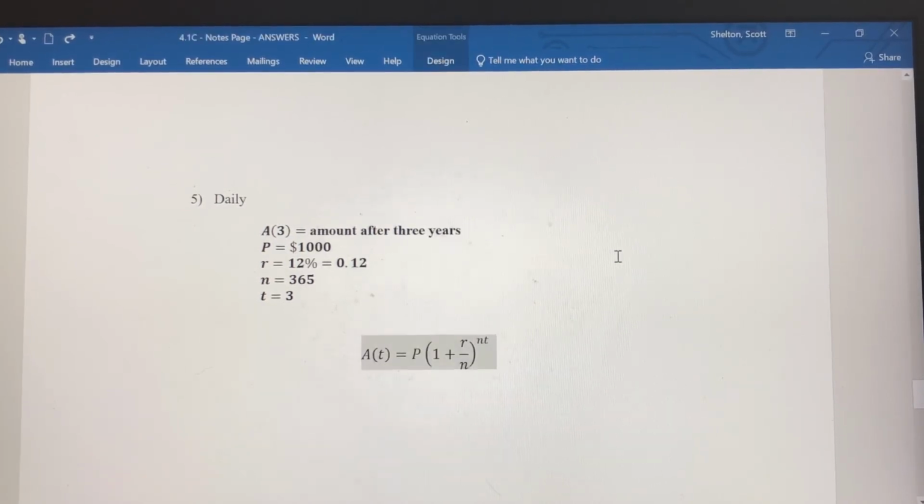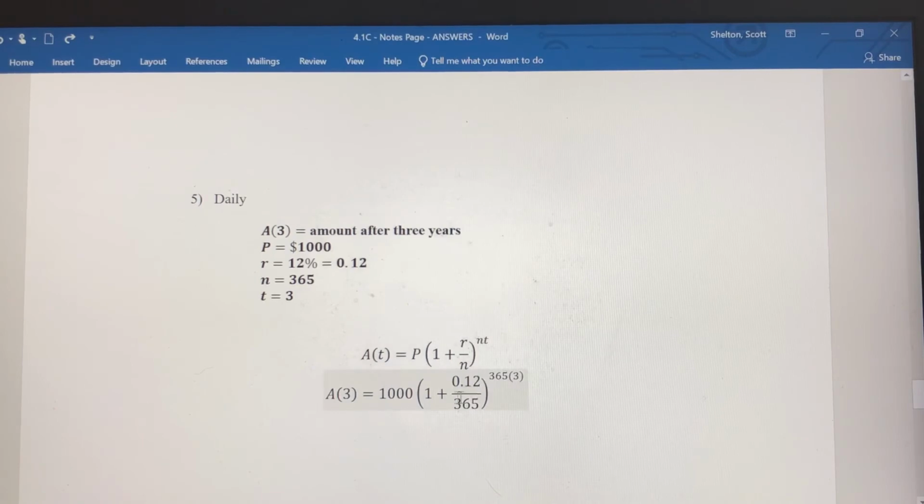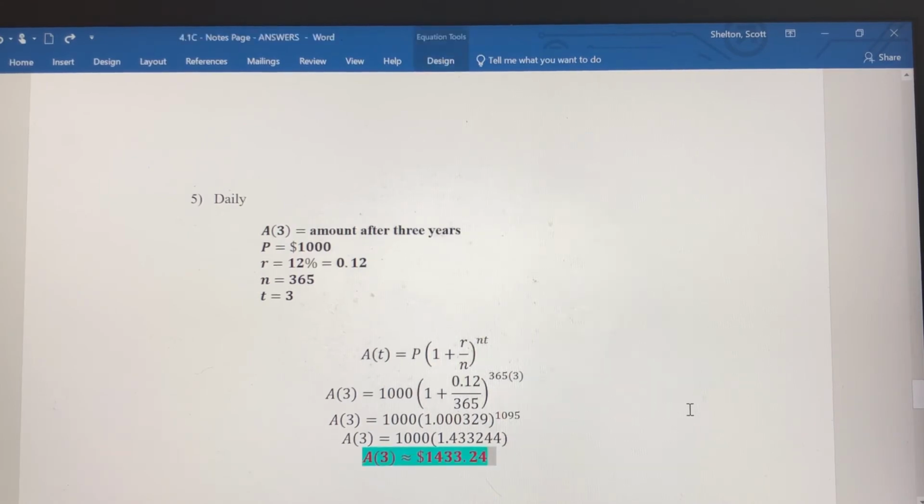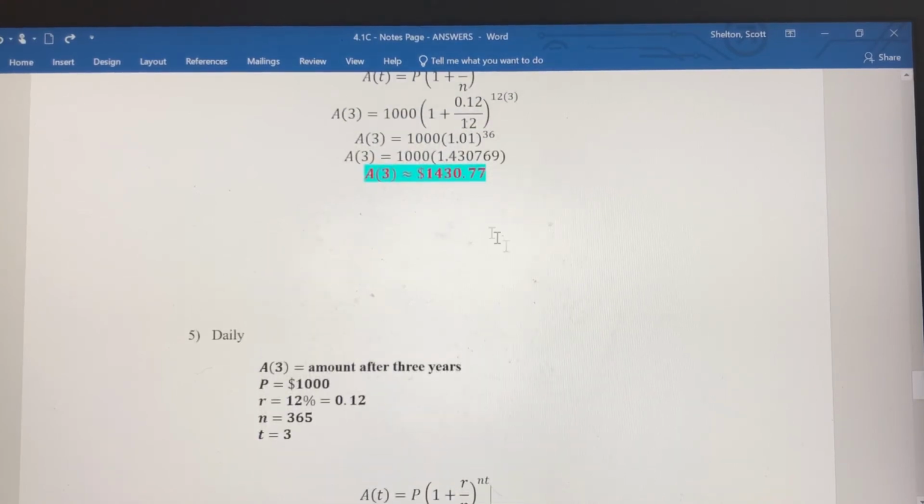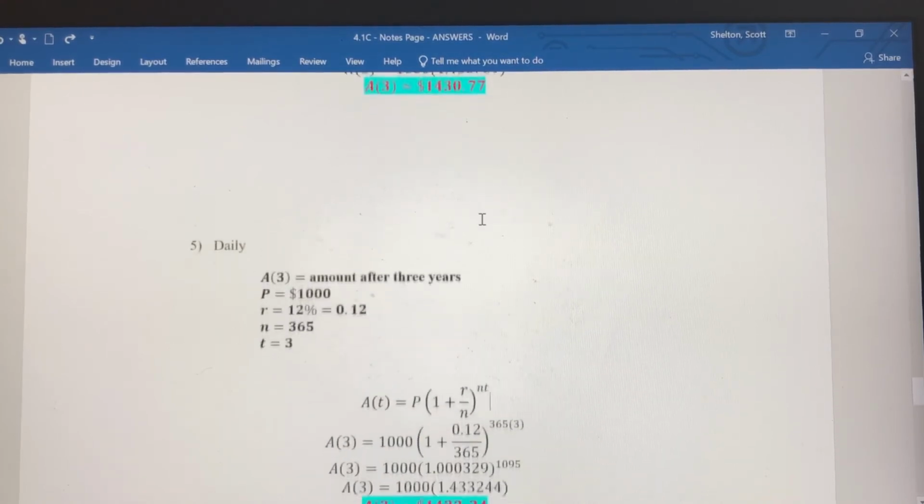We've got our formula, plug in our known values. Simplify in the parentheses, simplify my exponent. That gives me 1.000329 to the 1,095th power. Evaluate the exponent. That gives me 1.433244. Multiply that by 1,000. So after 3 years compounding daily, I should have $1,433.24. And again, you see an increase because we're compounding more frequently.